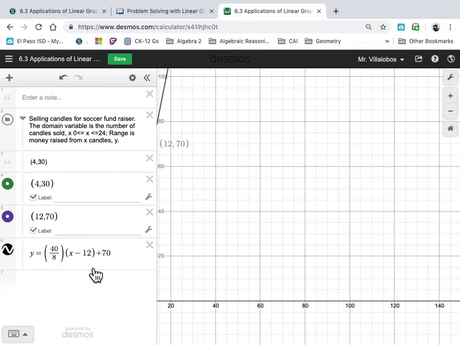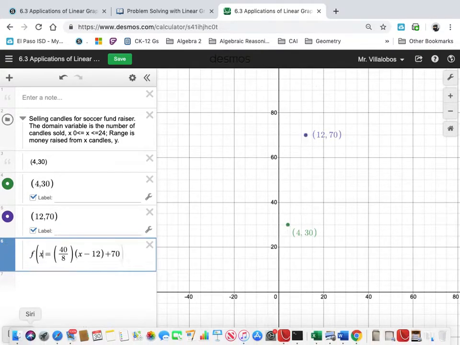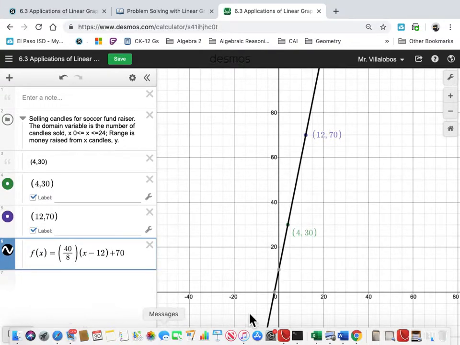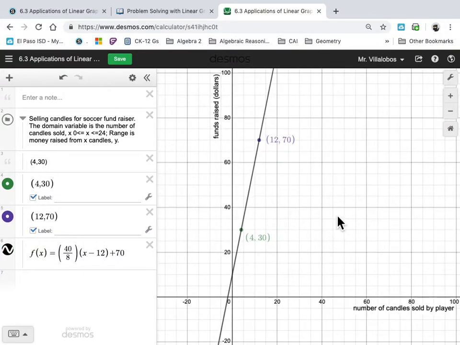I got my model. Now, reviewing from algebra 1, from the first semester, this is a function in x. And if you remember, this is the funds raised. X is good for funds raised. So now I got to go to my label like this. And my x-axis is number of candles sold by player. And funds raised in dollars. Okay? So here's my graph.